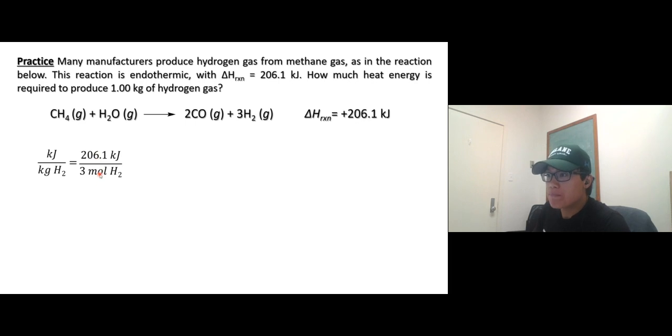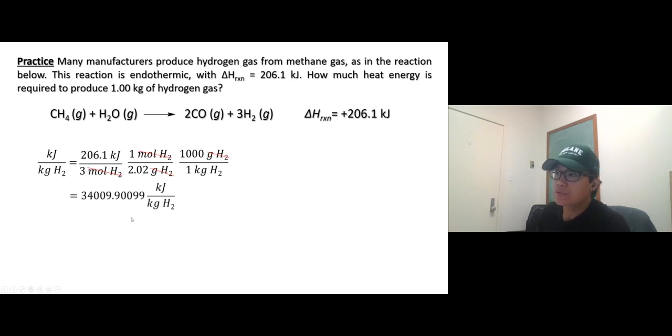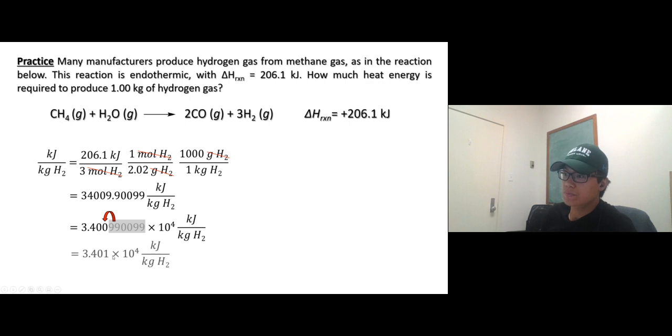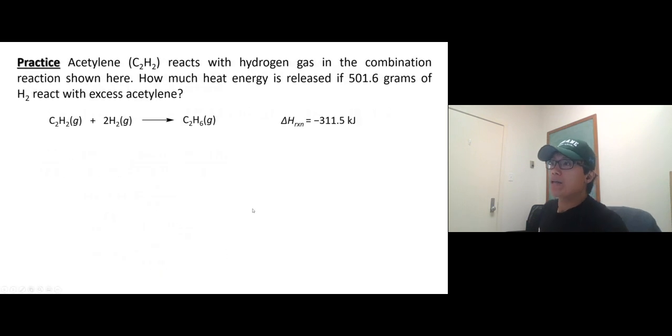So your job is to convert moles to kilograms. That's it. Nothing different, nothing difficult here. All right, moles to grams first. Put moles at the top, grams at the bottom. Moles cancel out. And then grams at the top, kilograms at the bottom. Okay? Do the math there. You get that number. Move the decimal: 1, 2, 3, 4. 3.4 and so on, times 10 to the 4th. Make it 3 sig figs. 3.40 times 10 to the 4th kilojoules per kilogram of hydrogen gas. All right, your turn. One more time.